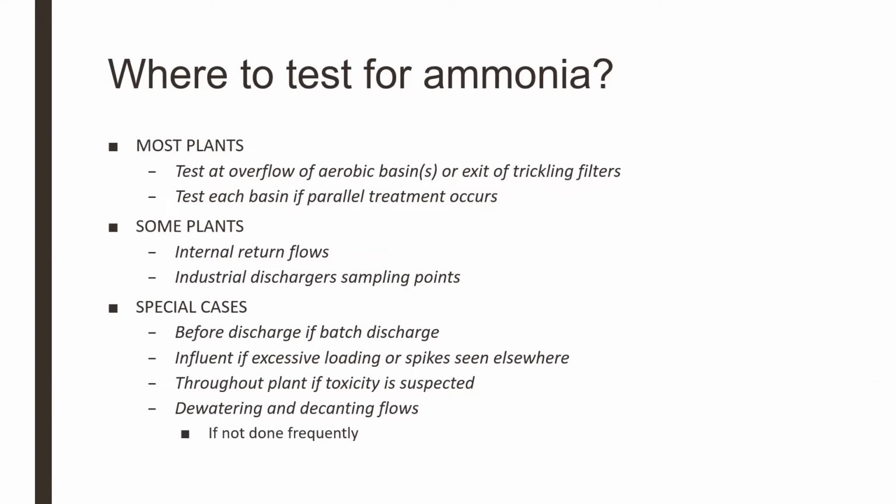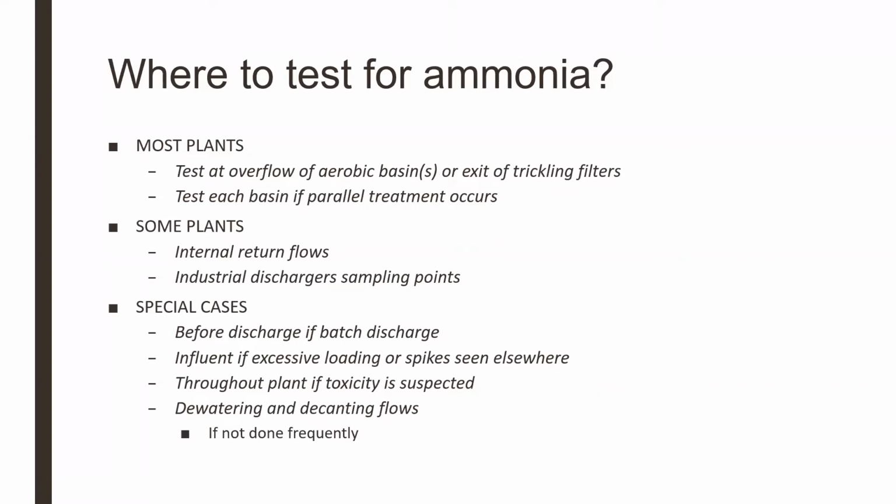So you only discharge periodically. Testing for ammonia, especially if it's in your permit limit, is a good way to stay in compliance. Make sure that it's below the levels allowed. You may also test for influent if it seems like there's excessive loading or spikes somewhere else in your system. Ammonia can also be a good indicator of toxicity that has occurred to your plant's biomass population.